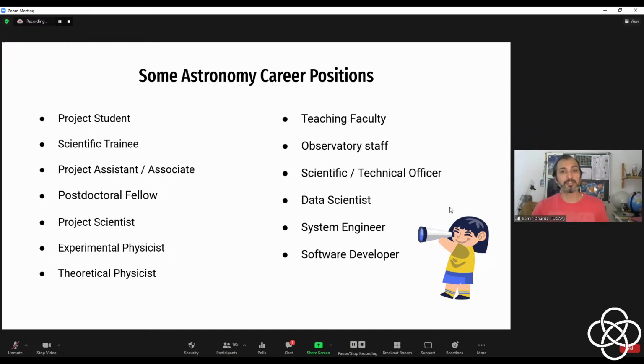Other than that, of course, given your skills, if you're an engineer or a computer scientist, you could become a data scientist working in astronomy. You could be a scientific technical officer working at astronomy institutes. You could be a science systems engineer or a software developer for astronomy. I've seen all these positions having a lot of weight in the upcoming mega projects, in which all sorts of skills are needed, because these are new facilities being created, and every kind of skill is very important for them.